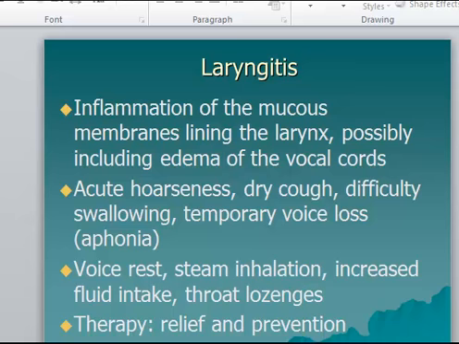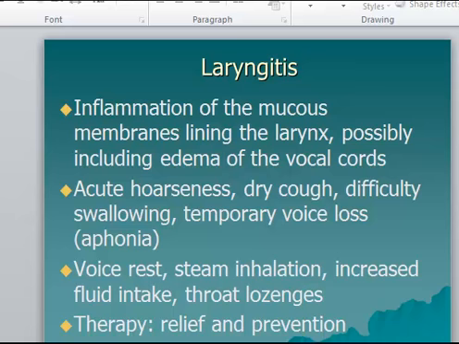You need to assess the patient for hoarseness, dry cough, difficulty swallowing, and complete but temporary voice loss. Aphonia may also occur. If there are any suspicious lesions, an x-ray, they'll do a CT. The nursing management focuses on symptom relief and prevention. Treatment consists of voice rest, steam inhalations, increased fluid intake, and throat lozenges.